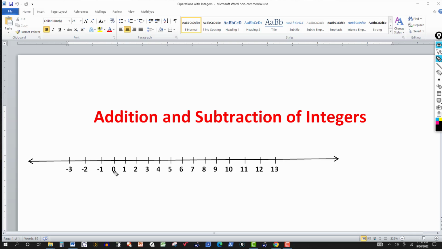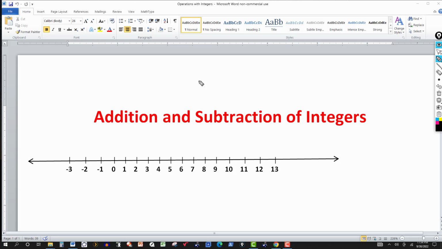So 0 is neutral. Then we have the positive numbers to the right. 1, 2, 3, 4, 5, and so on forever. And then to the left, we have 0, negative 1, negative 2, negative 3. And I want to point out that a negative number is always smaller than a positive number. 0 is greater than negative 1. Okay, the number that lies to the right is larger. Negative 1 is greater than negative 2. Negative 2 is greater than negative 3, and so on.